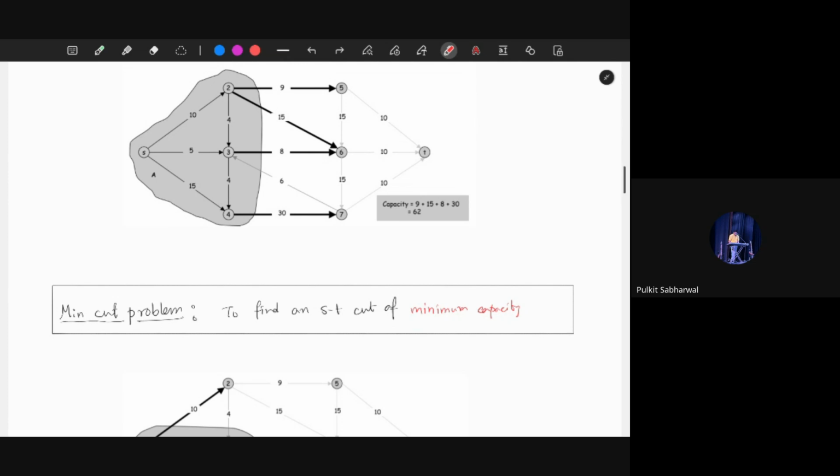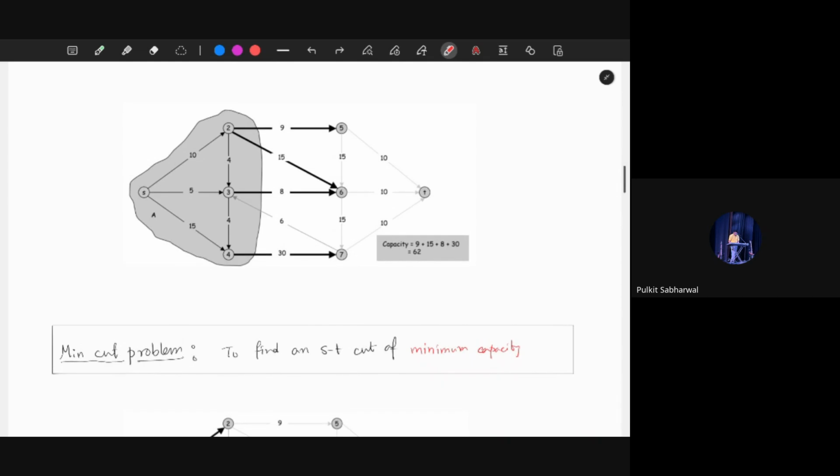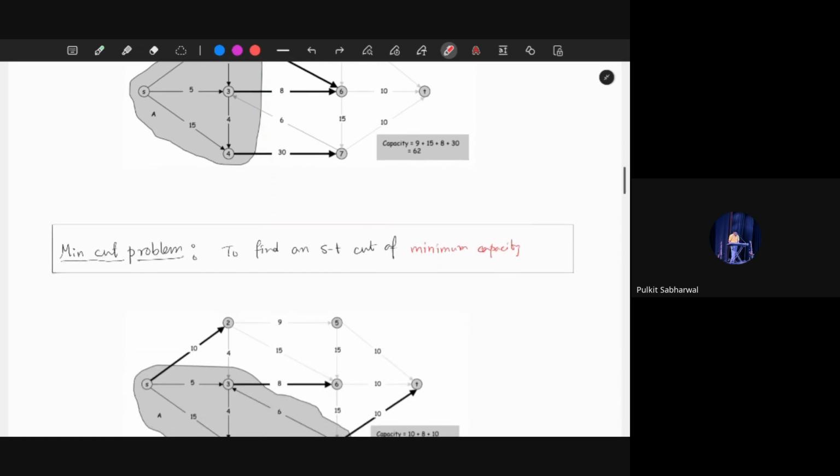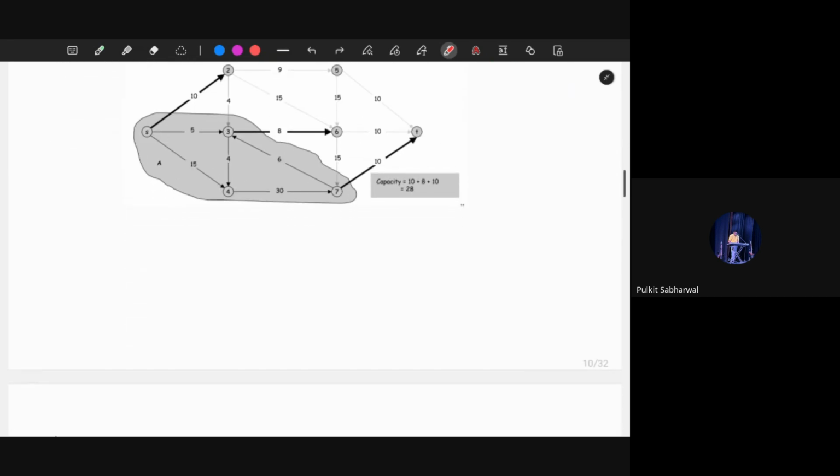Now, one of the central problems is finding the minimum capacity, because, yeah, I will come to this also. I want to find a cut such that its capacity is minimum. So that sort of gives you a bottleneck: at most how much flow can you take from there? You can look at all these examples.